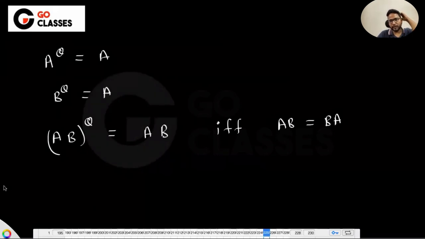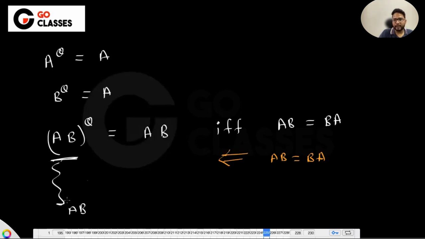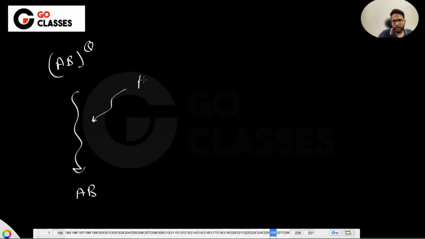Okay, let's just try proving it. Let's just apply the property. Maybe I can prove it in any way. Maybe let me prove it this way. Given AB equal to BA, let me try proving this way. I will start from this. I need AB, and in between I can use AB equal to BA, right? So let me go to the next page. I will start from AB theta. Ultimately, I need to reach AB and then in between I can use AB equal to BA.